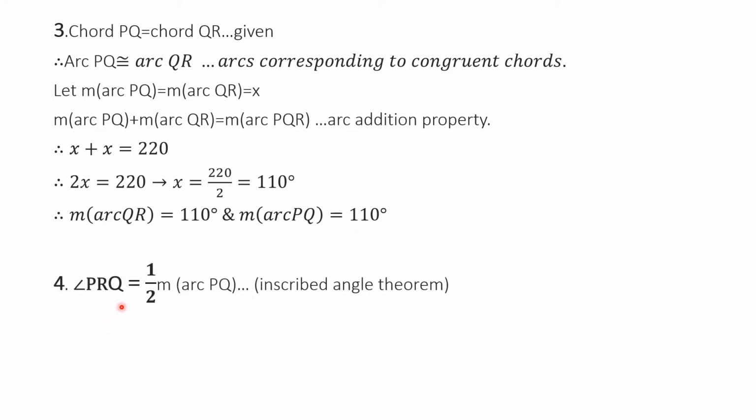Then, angle PRQ is equal to 1 by 2 measure of arc PQ. Reason, inscribed angle theorem. Therefore, angle PRQ is equal to 1 upon 2 into 110 degrees is equal to 55 degrees. So, measure of angle PRQ is equal to 55 degrees.